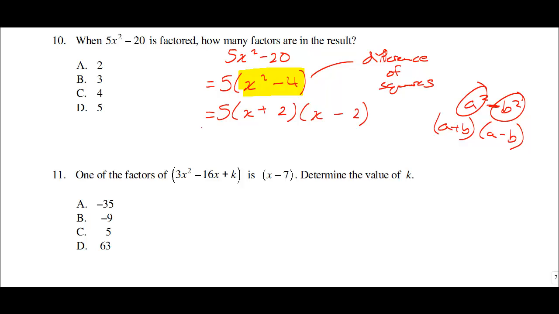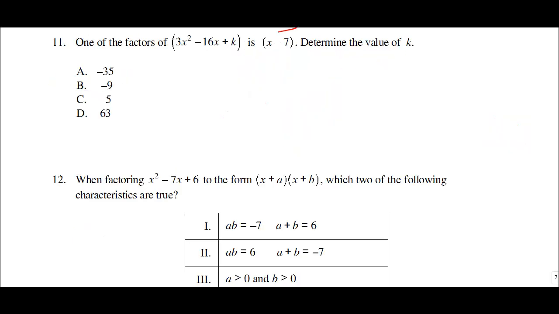So how many factors do we have right here? It looks to me like we have 1, 2, 3. Like so. All right, number 11. One of the factors of 3x squared minus 16x plus k is x minus 7. Determine the value of k.